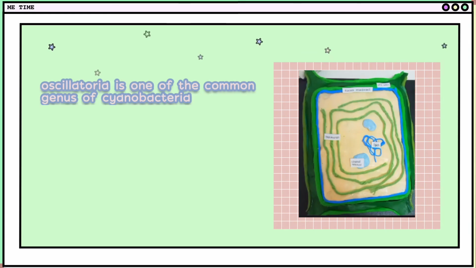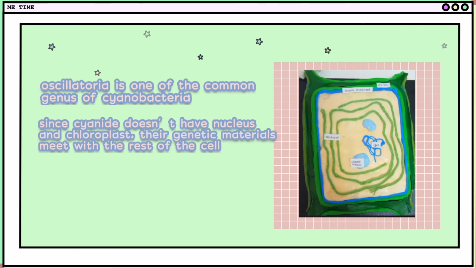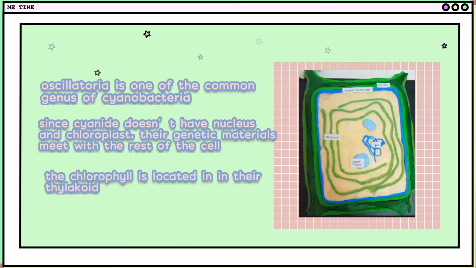Bacteria is one of the common genera in cyanobacteria. Since cyanobacteria don't have a nucleus and chloroplast, their genetic materials mix in with the rest of the cell, and also the chlorophyll is located in their thylakoids.